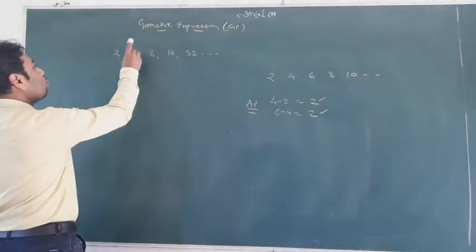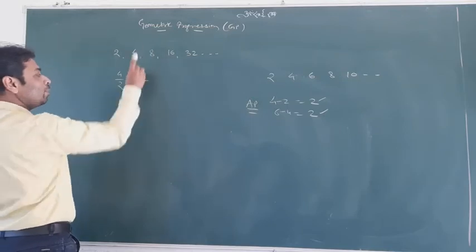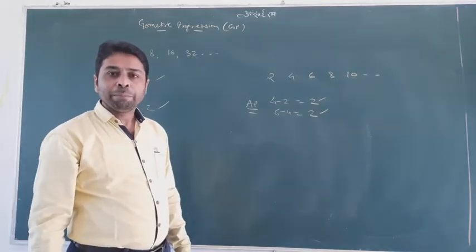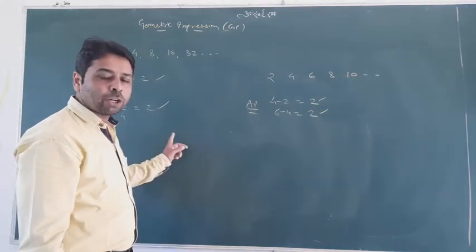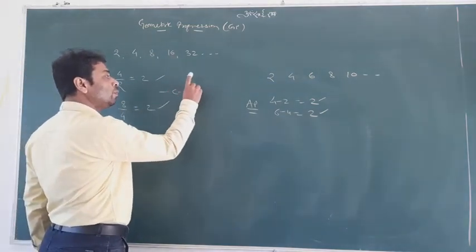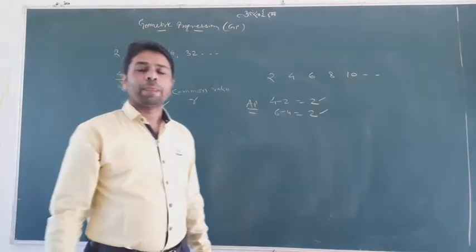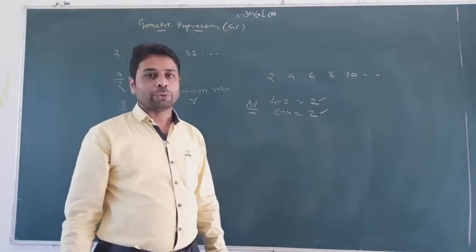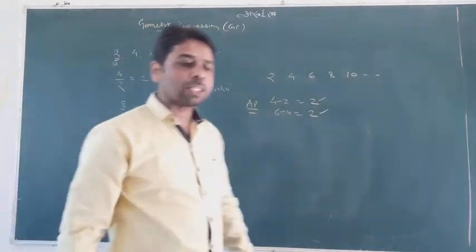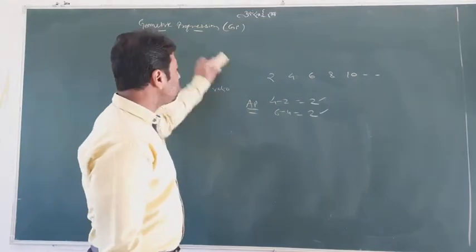Here we do 4 by 2, second term upon first term, and third term upon second term. We get the same answer. When these two ratios are the same, it means it is a GP. So it is the only identity of GP you should remember, and this ratio is called the common ratio. So very simple words I am using. It is simply given by small r, and as usual the first term is called a. So as far as the symbols are concerned, there is no change from what you studied in AP.